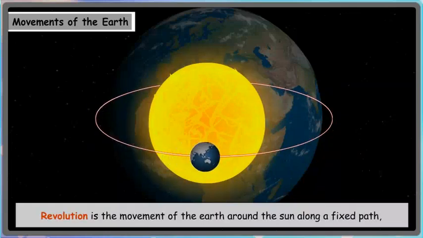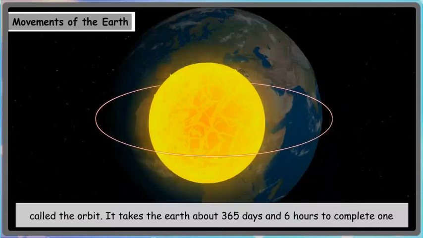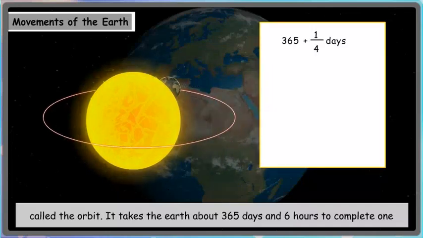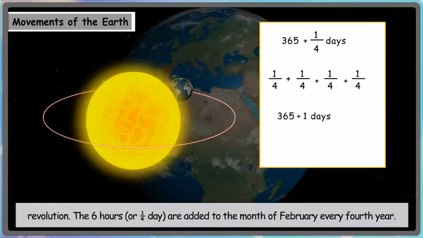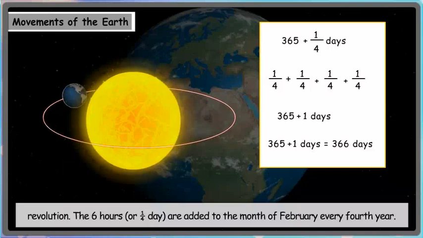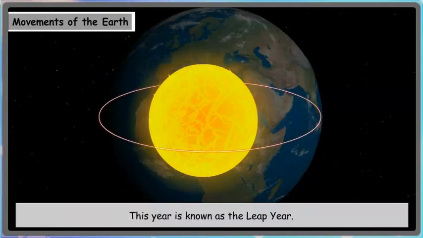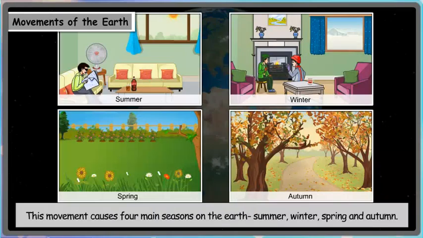Revolution is the movement of the earth around the sun along a fixed path called the orbit. It takes the earth about 365 days and 6 hours to complete one revolution. The 6 hours are added to the month of February every 4th year. This year is known as the leap year. This movement causes 4 main seasons on the earth: summer, winter, spring, and autumn.